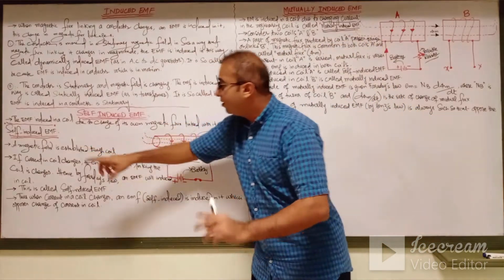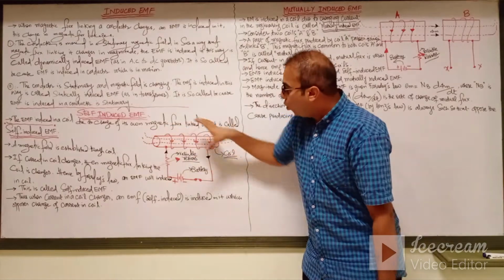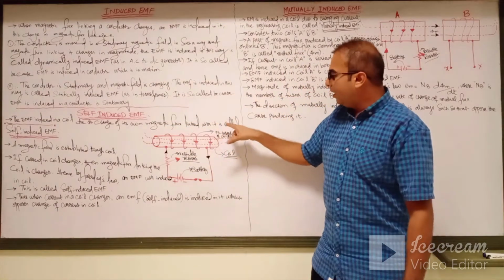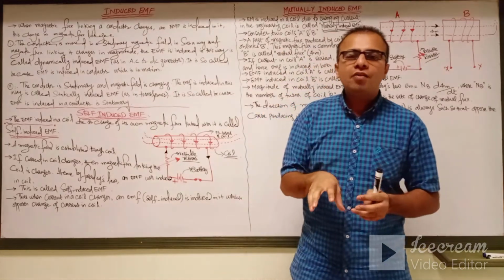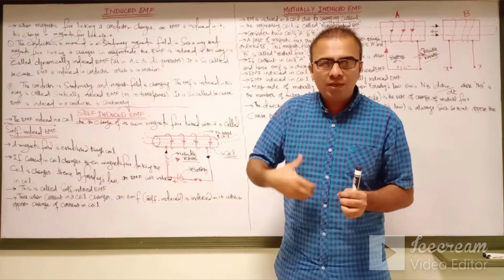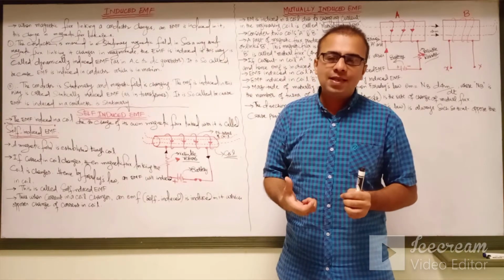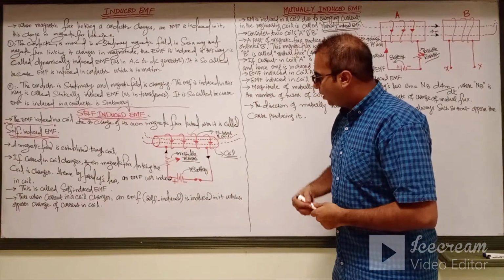So, EMF induced in the coil, as you can see from the board, the definition is that the EMF induced in the coil due to the change of its own magnetic flux linking with it is called self-induced EMF. It means the property of the coil to change its own magnetic flux through itself is called self-induced EMF.